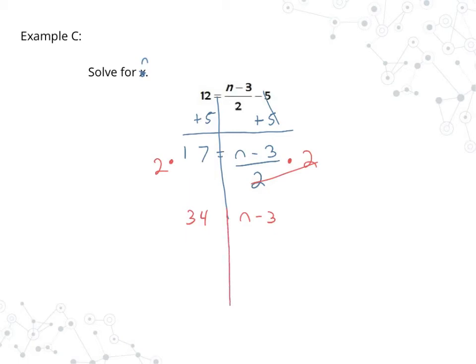So now I'm left with just a simple one-step equation, n minus 3. To get rid of that minus, I'm going to add 3 to both sides because that's the inverse operation. Bring down my n. 34 plus 3 is going to be 37. So my answer is going to be n equals 37. Go ahead and make sure that your work looks like mine, and then let's move on to the next practice problem.